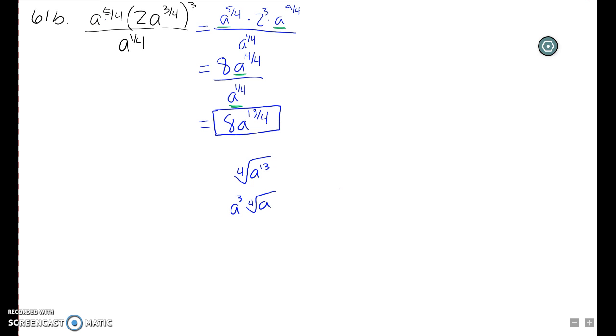But as an exponent, go ahead and leave it as a mixed number, because that looks way nicer than 8a cubed times a to the 1/4. That's kind of messy. It looks like you should combine those. So we're going to go ahead and leave our answer as this one.